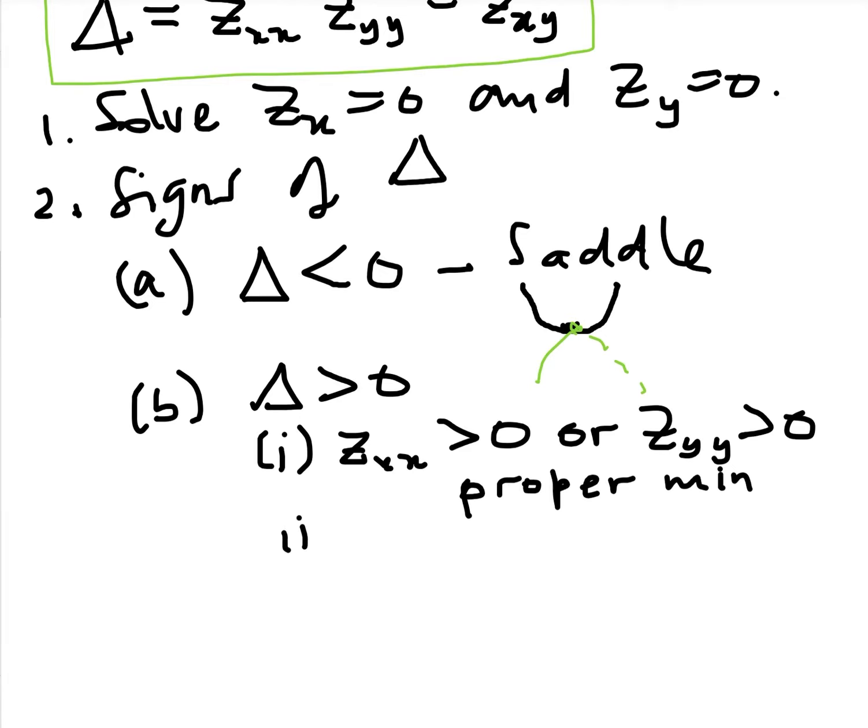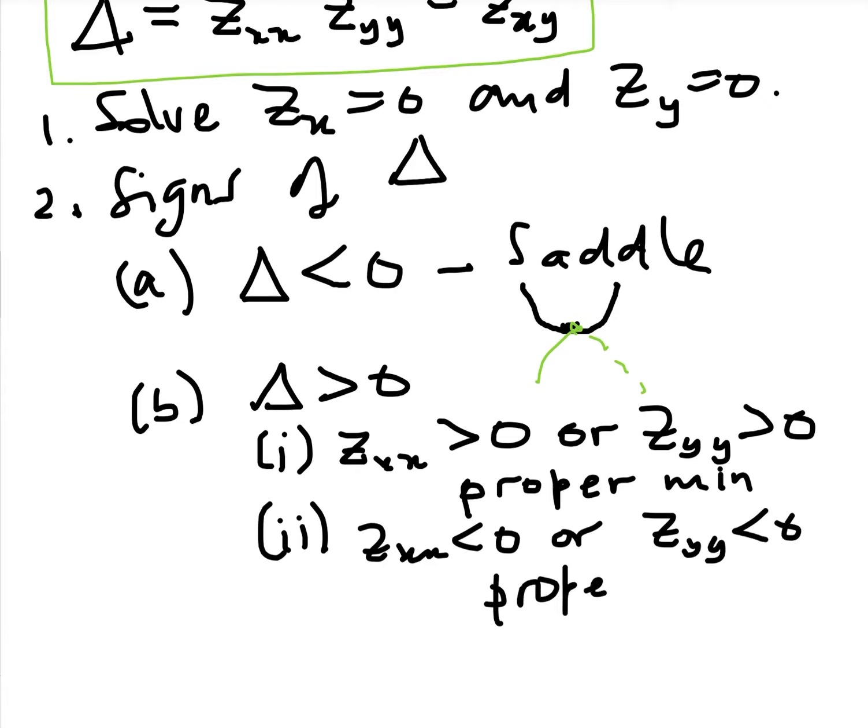And in the second situation, if we get the second derivative with respect to x or with respect to y being negative, you get a proper max. So remember, in B2 we have first of all the first derivative equal to 0. The second point is that the discriminant be positive, and furthermore, if either the second derivative with respect to x or y is either positive or negative, in which case you get either a proper max or proper min.